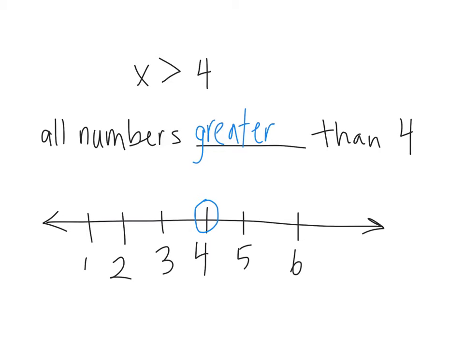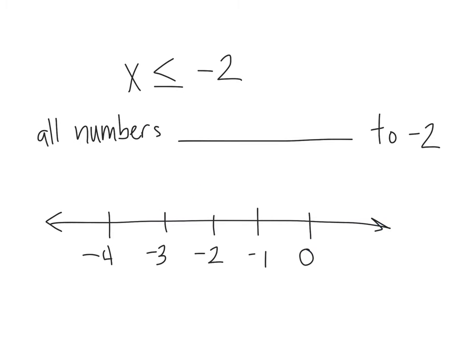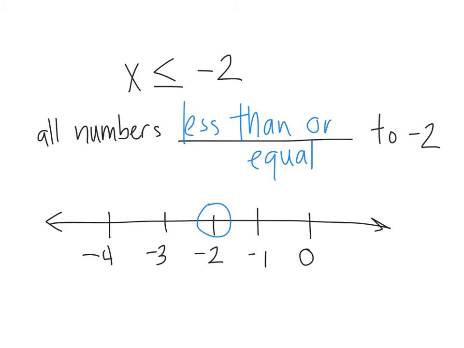So when I look at my number line, I need to shade in all the numbers that are greater than 4. So I would want to shade on my number line in this direction, showing all numbers that are greater than 4. Look at another one. This one says all numbers that are less than or equal to -2.